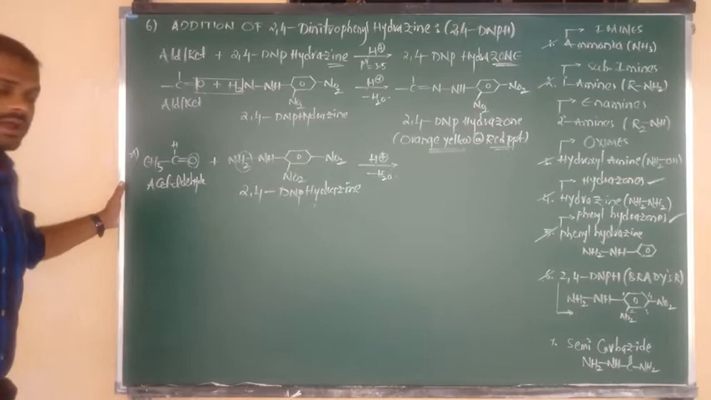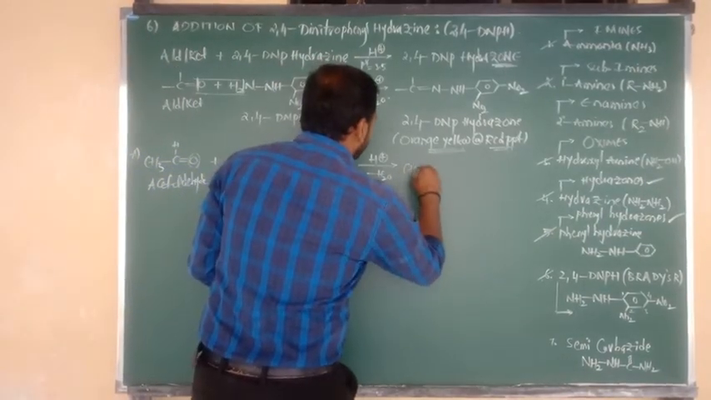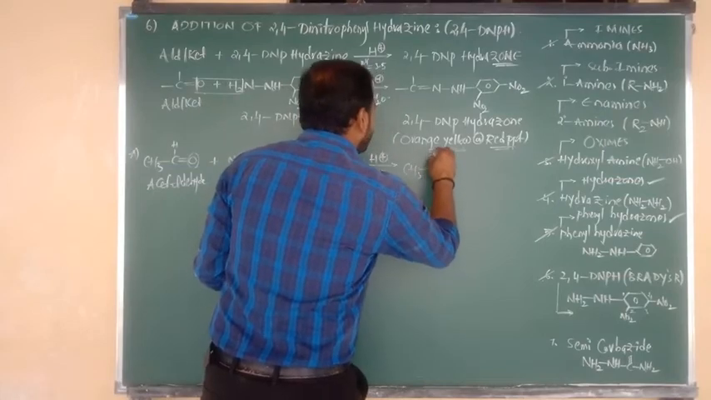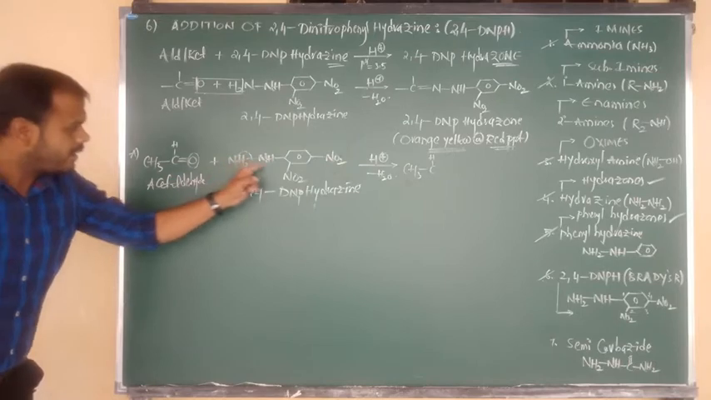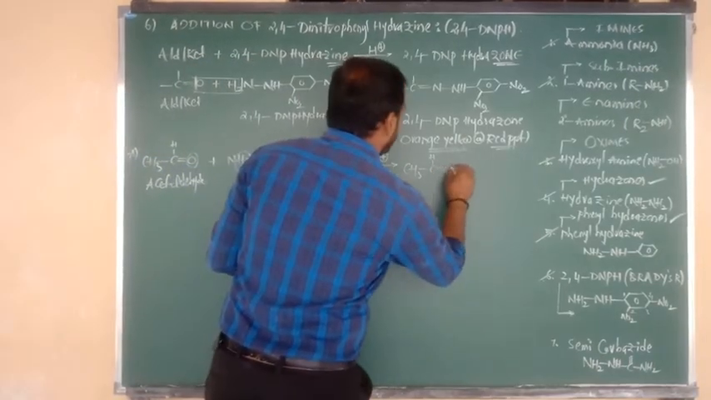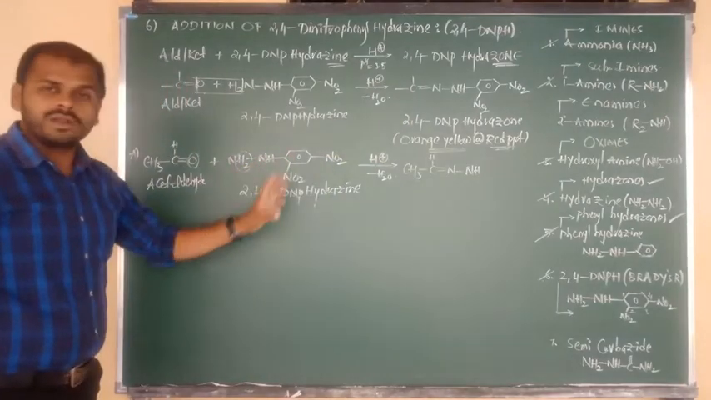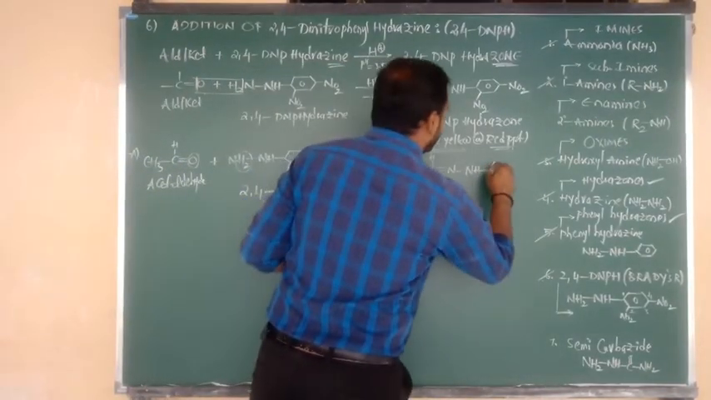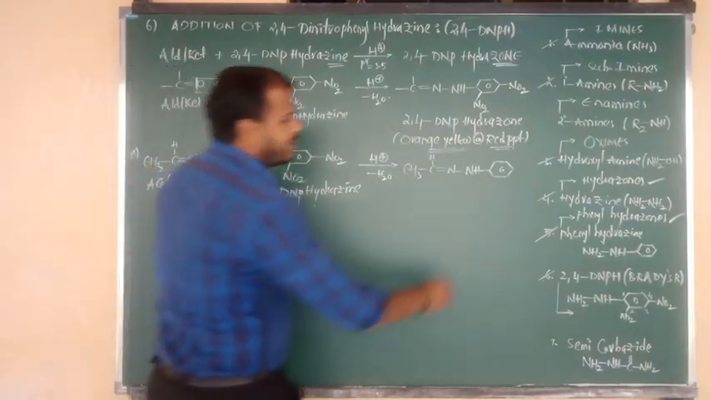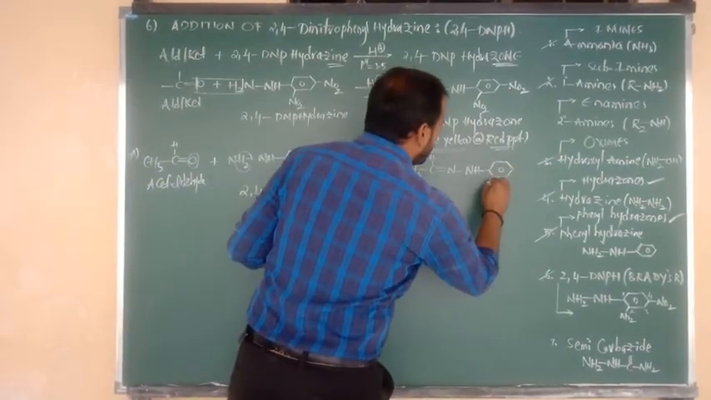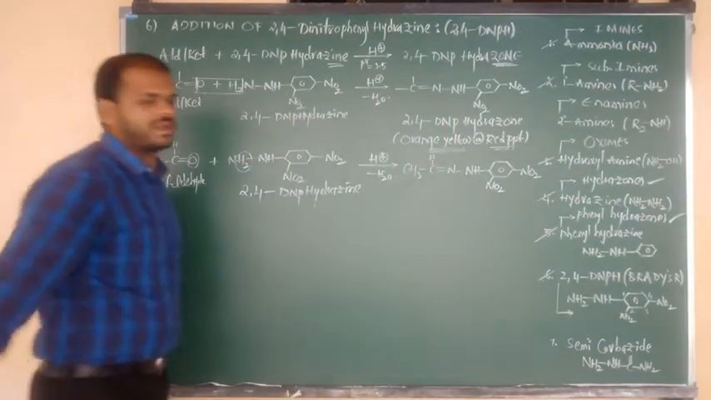Then what is the final product? CH3 bonded to C, connected to H. After that here the double bond connected to N, C double bond N, N bonded to NH. And here NH is connected to another phenyl ring. Upon that phenyl, two nitro groups are there: one present at the second place and one more nitro at the fourth place. Like that we have to read the products.